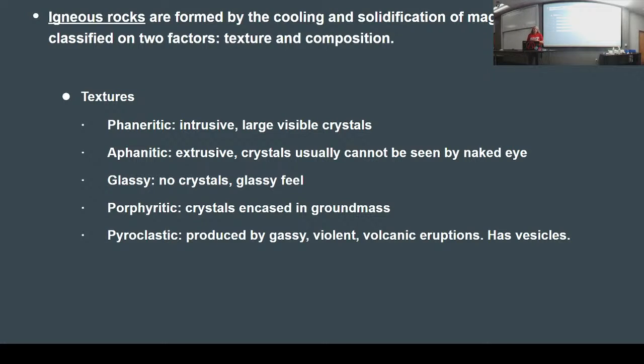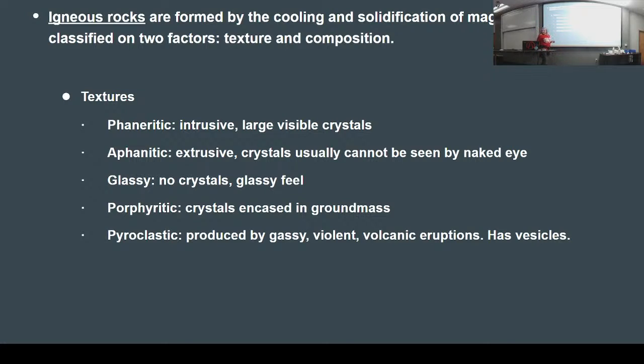We have a phaneritic texture, aphanitic texture, glassy, porphyritic, and pyroclastic. Some of the main things I really want you to pay attention to are intrusive and extrusive. Intrusive means it was in the earth when it started to solidify, and extrusive means it was outside of the Earth's surface as it began to solidify. Some of these rocks will be similar to each other, but one was in the Earth, whereas the other got shot out of the Earth, either by a volcano or slow cracks or whatever.